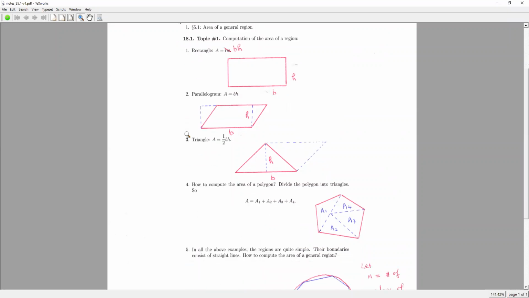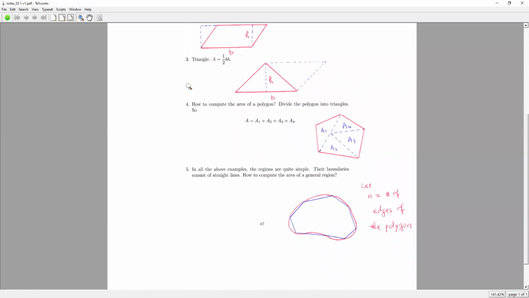Example 2. Now we have a parallelogram. What is the area of a parallelogram? It turns out that it is still base times height. But why? If we cut the parallelogram along this vertical line and move this part here, then we will have a rectangle. So therefore, area of a parallelogram is still base times height.